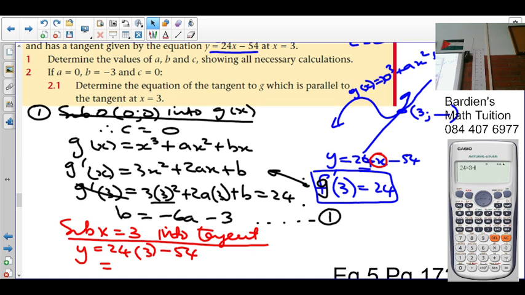18. Okay. It's 18, yes. So what does that mean? This point of contact is 3 and 18. Can you see that, people? So what am I going to do now?